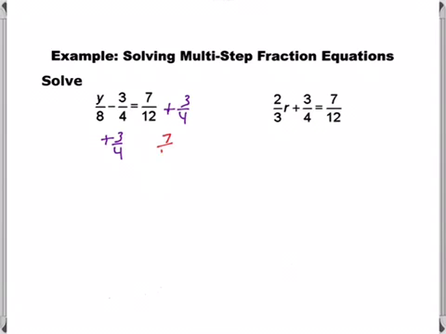So in reality, we're taking 7/12 plus, well, to make 4 into 12, you'd multiply by 3, so 3/4 becomes 9/12. When you add these two together, you get 16/12, which is the same thing as 4/3. So right now, our equation should read y over 8 equals 4/3. And so at this point, to undo the division by 8, we have to multiply both sides by 8.